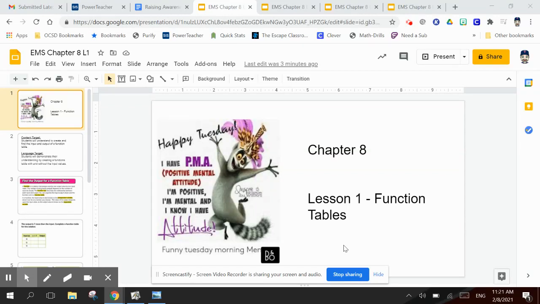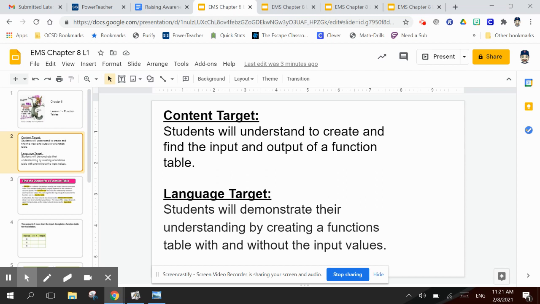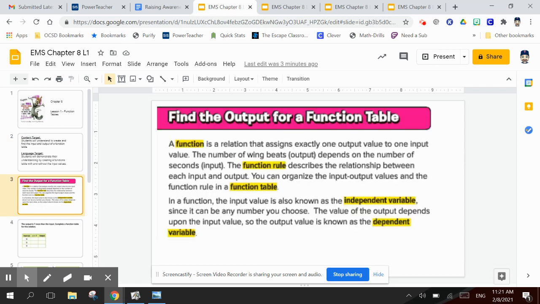Chapter 8, Lesson 1, Function Tables. Content target: students will understand how to create and find the input and output of a function table. Our language target, how they will do that: students will demonstrate their understanding by creating a function table with and without input values, and finding the output for a function table.